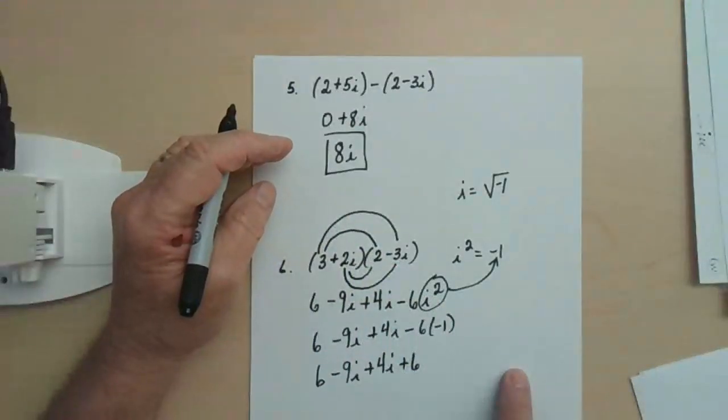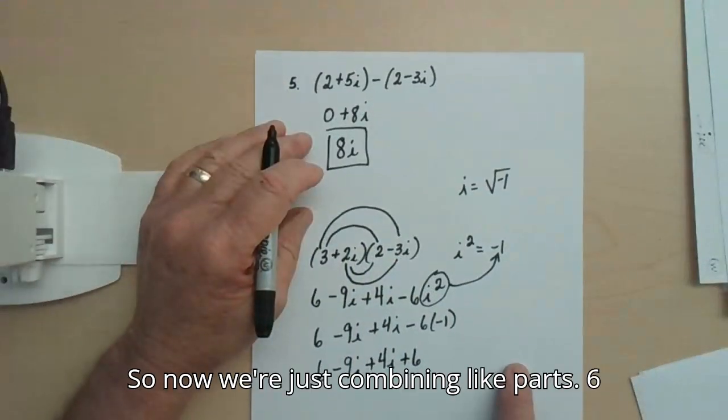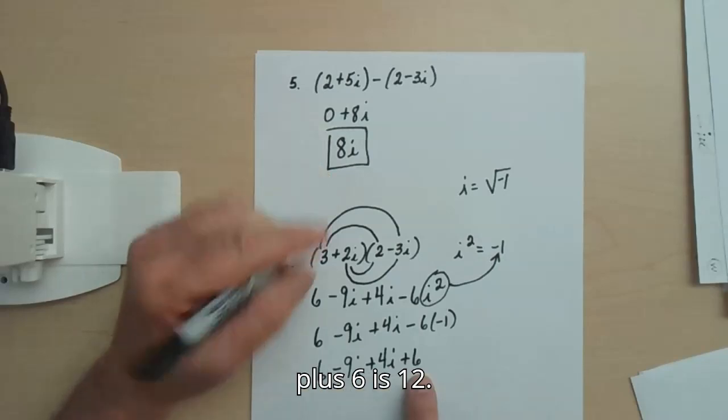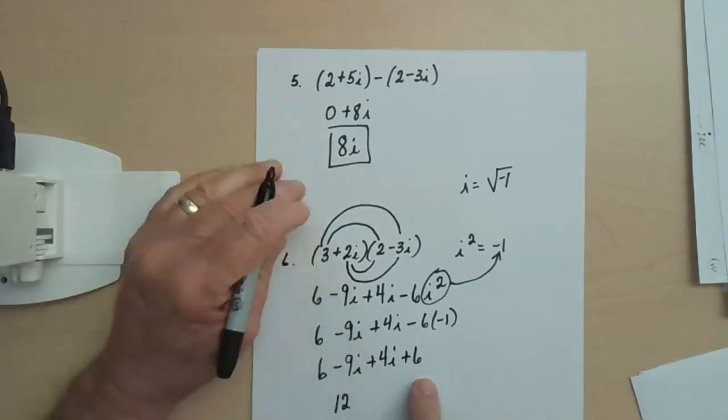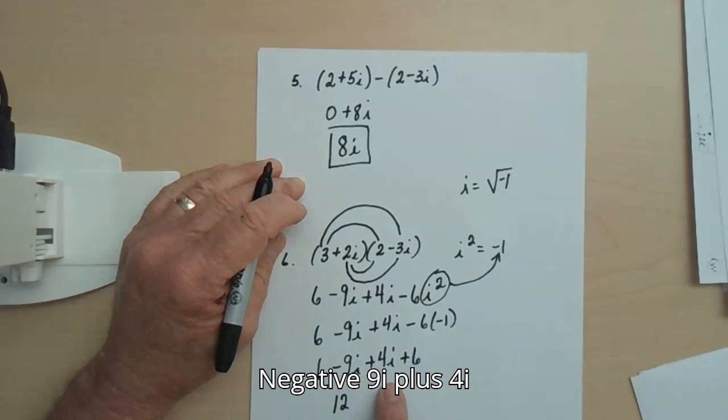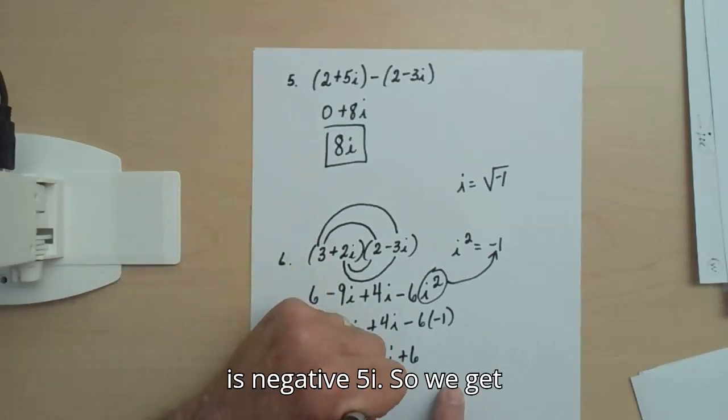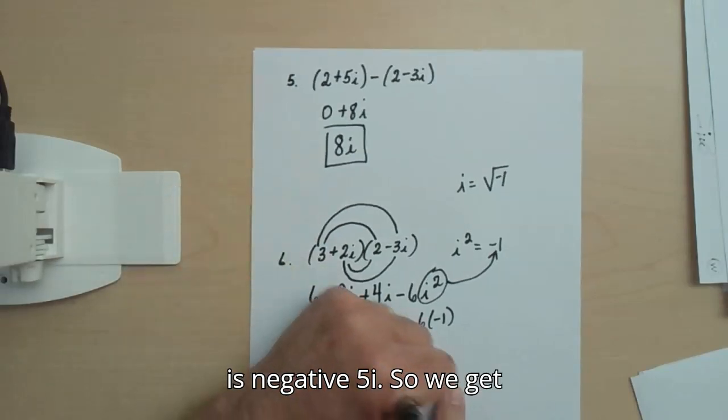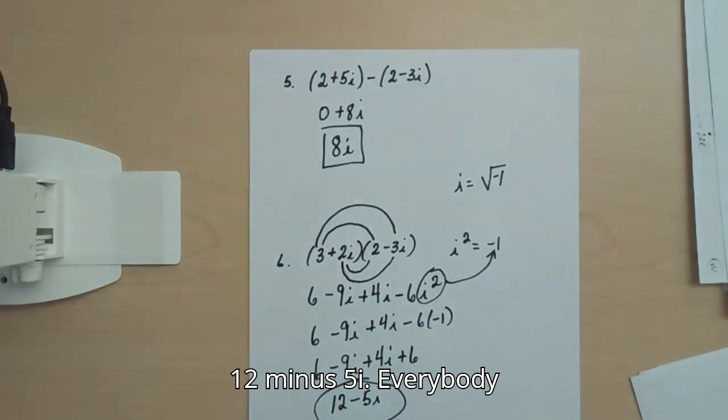Everybody see? So now we're just combining like parts. 6 plus 6 is 12. -9i plus 4i is -5i. So we get 12 minus 5i. Everybody good there?